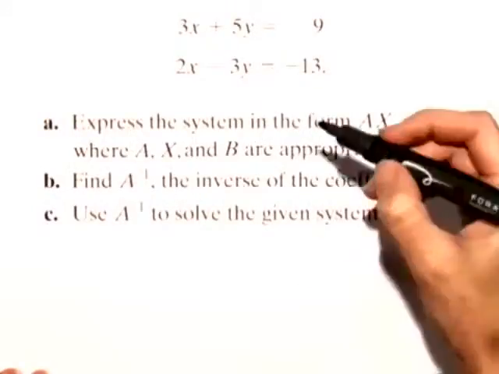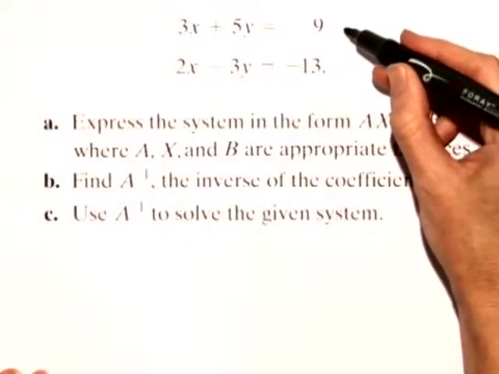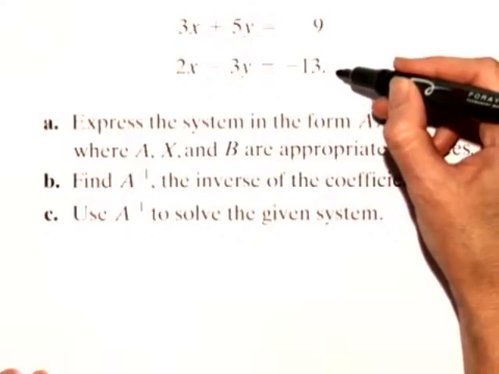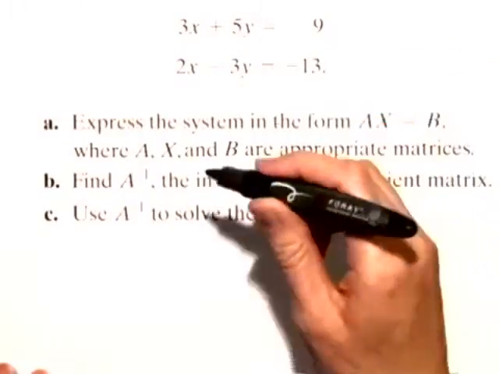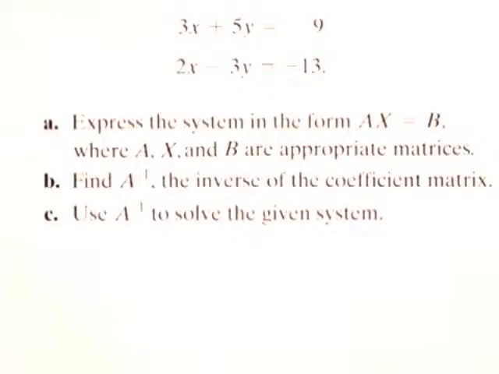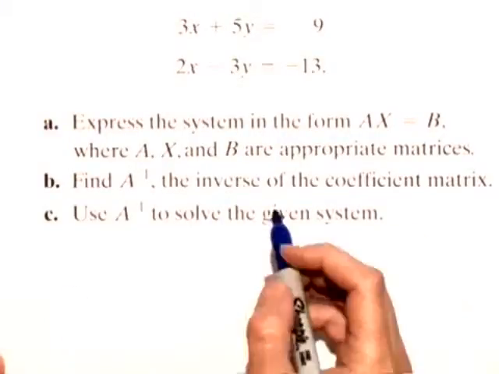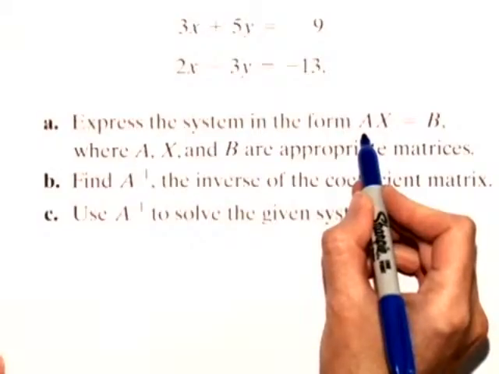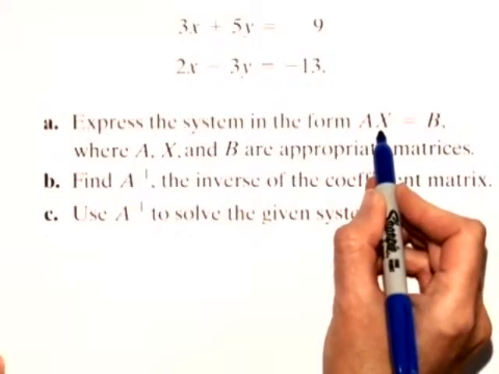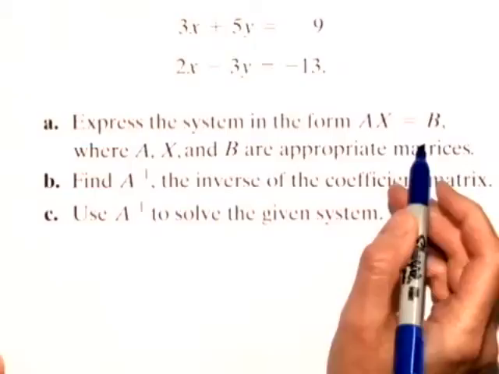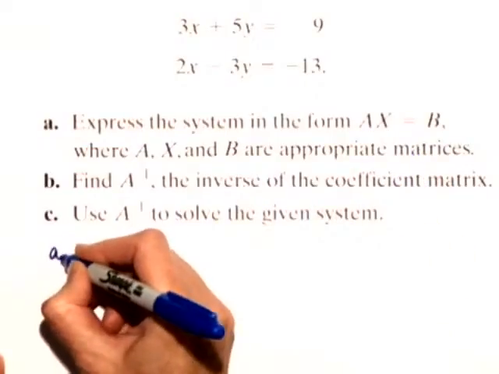For this problem, we'll use the inverse of a matrix to solve a system of equations. So we have the system 3x plus 5y equals 9 and 2x minus 3y equals negative 13. In part A, we'd just like to express the system in the form AX equals B, where A is our coefficient matrix, X contains our variables, and B is our constant matrix.